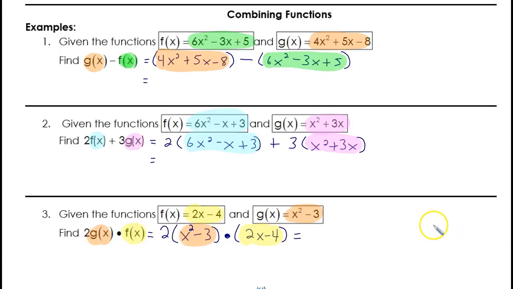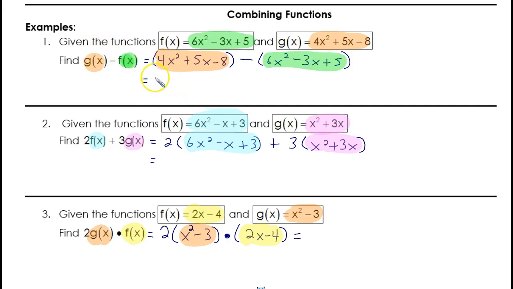So we're going to start with some basic examples of combining functions. You'll notice we have an f function, f of x, and a g function, g of x, and we are asked to simply subtract g of x minus f of x. And I've gone ahead and written in and highlighted some things so that you can see that we're basically taking the g function over here, which is 4x squared plus 5x minus 8, and then subtracting the f function, which is 6x squared minus 3x plus 5. So this operation of subtraction we're doing of those two functions in the order that they're written.